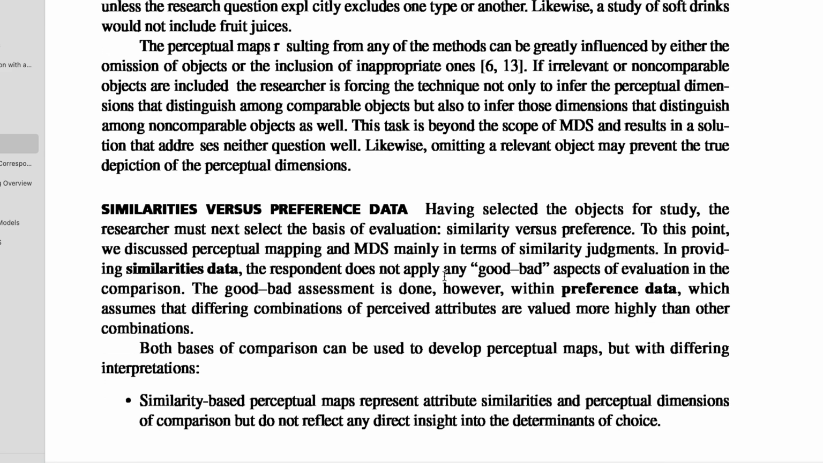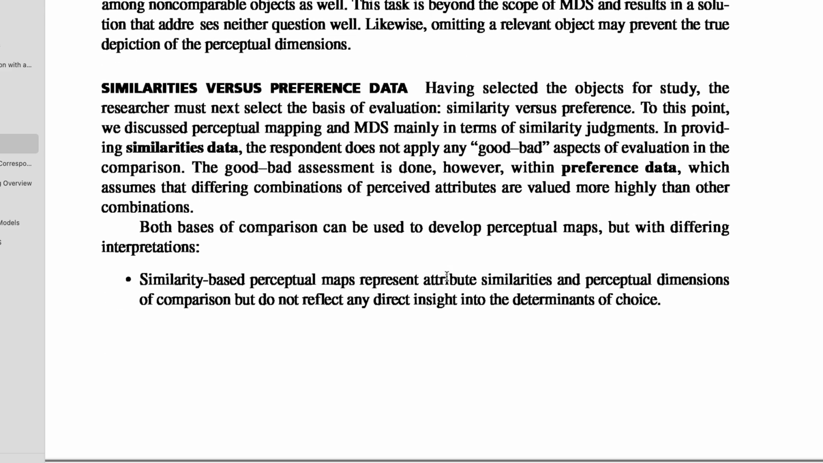In the next video I'll talk about similarity versus preference data.